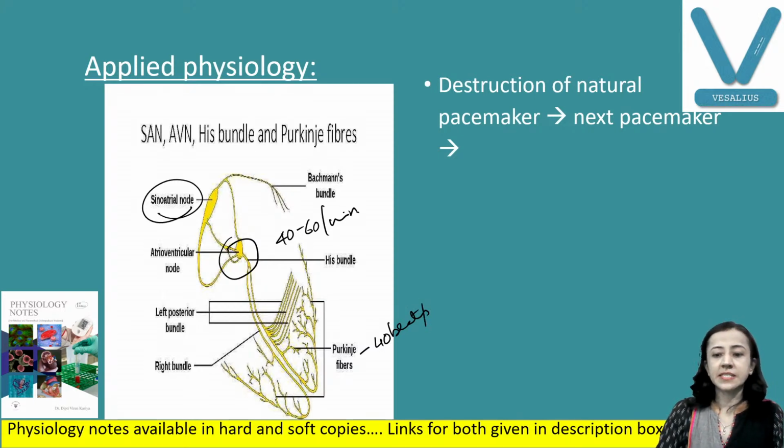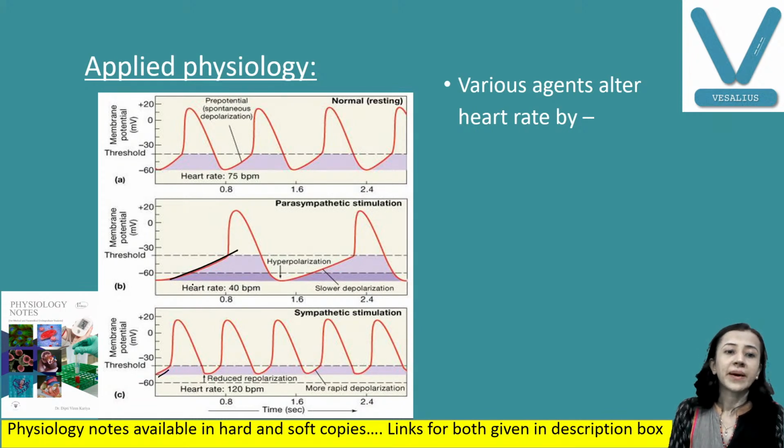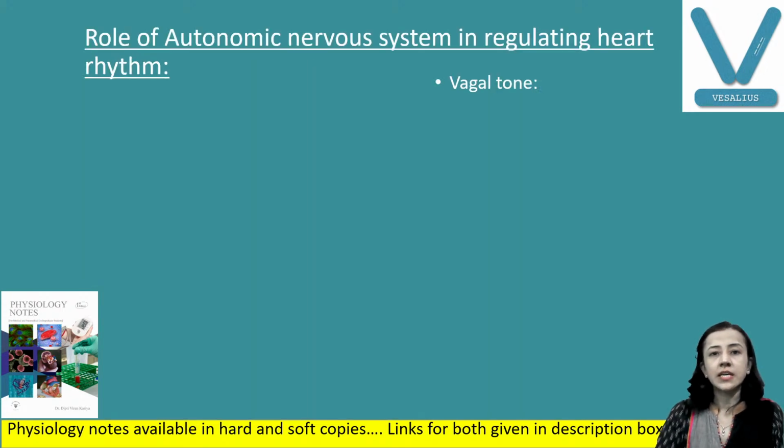Now, next is certain agents. They affect the heart rate. They alter the heart rate by changing the slope of pre-potential. You can see here this one. Parasympathetic, they make the slope less steep, and sympathetic, they make the slope more steep.